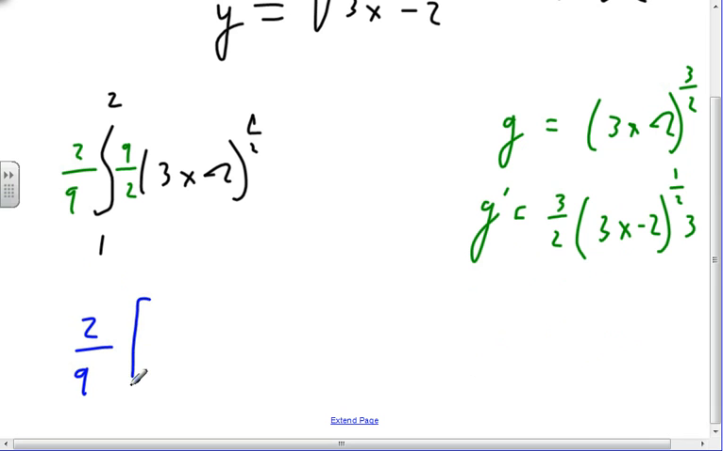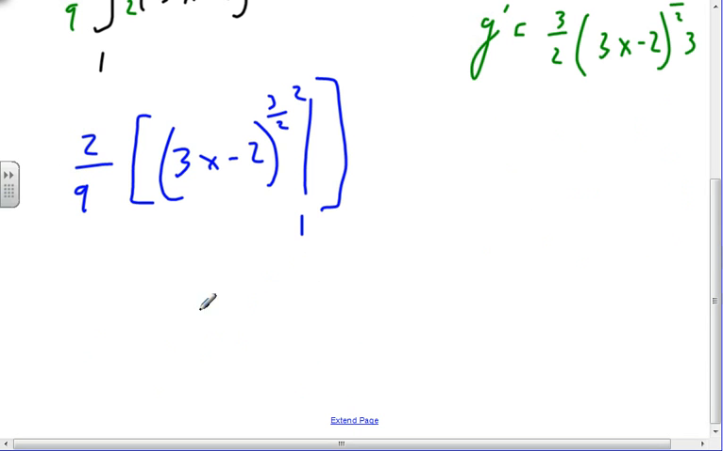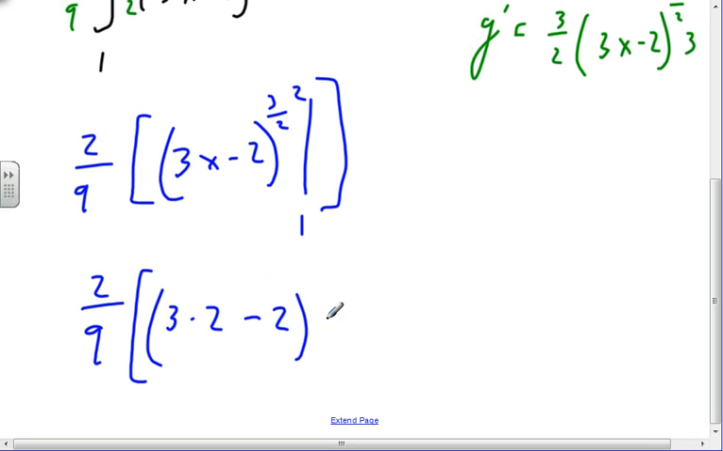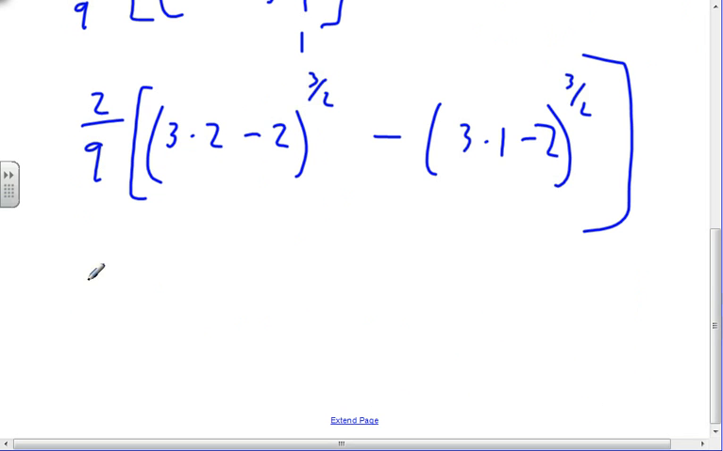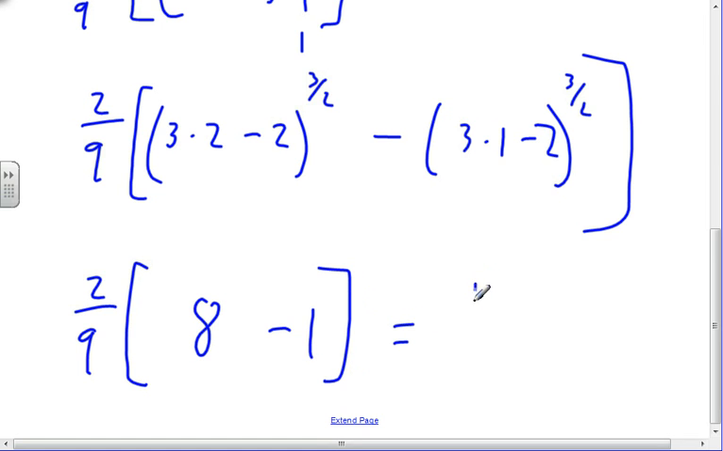2 over 9, (3x minus 2) to the 3 halves evaluated at 1 and 2. 2 over 9, (3 times 2 minus 2) to the 3 halves, minus (3 times 1 minus 2) to the 3 halves. 2 over 9, 6 minus 2 is 4. The square root of 4 is 2. The cube of 2 is 8. Minus, 3 minus 2 is 1. 1 raised to anything is 1. So it looks like I've got 14 over 9 as my final answer.